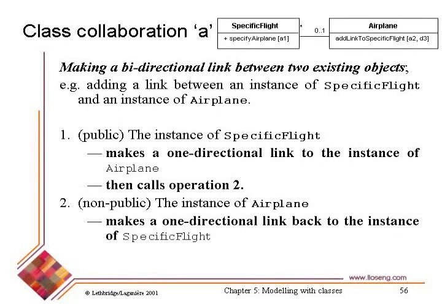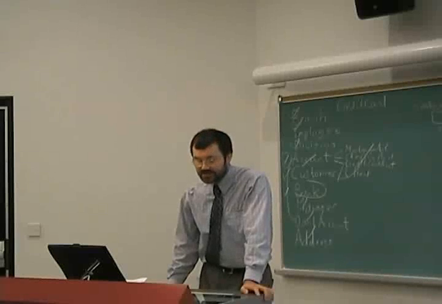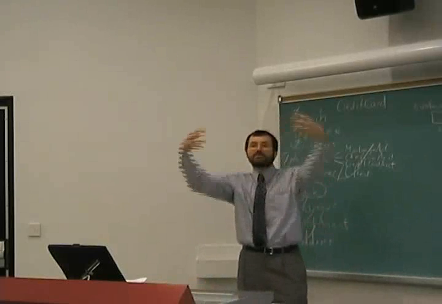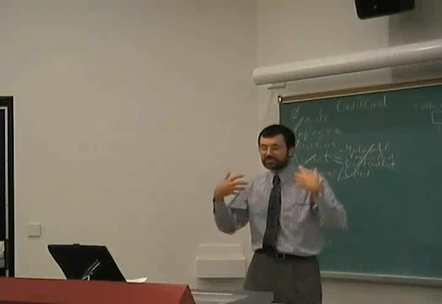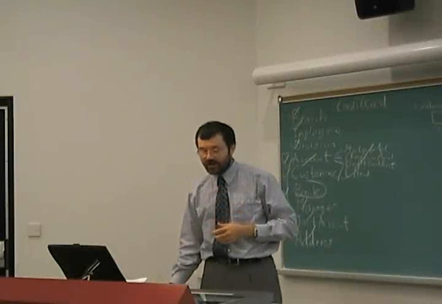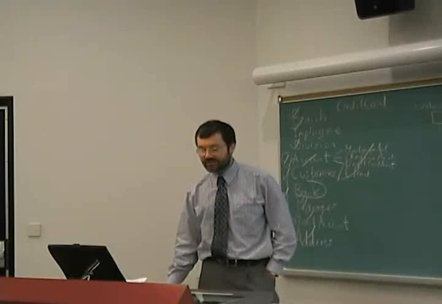Maybe there's manual overrides. Somehow, that control from the scheduling system or scheduling interface is going to be passed down to the data that is stored about the flights. And there's going to be a link made between the specific flight and the plane that's going to be used on that day. There's a responsibility that is going to be allocated to class flight. The public method in this airline subsystem that will be responsible for doing the allocation of the flight is the specify airplane operation in class SpecificFlight.